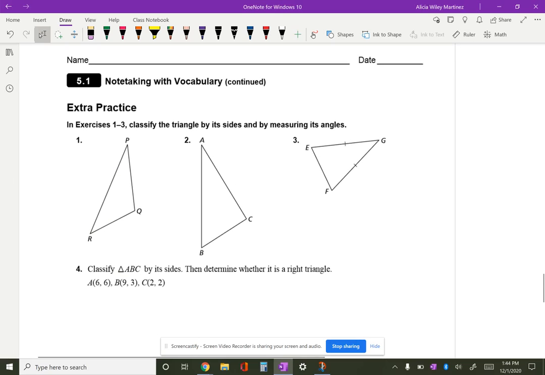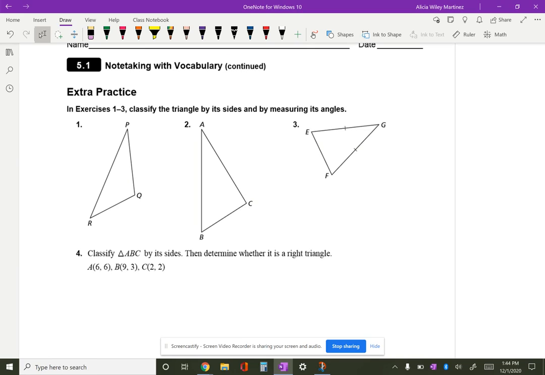Let's go to page 127. And let's talk about classifying these triangles by its sides. Now, you don't have a way of measuring the angles on paper. I believe in Big Ideas, they give you a protractor. So I'm just going to talk about these triangles as if we have measured them already.